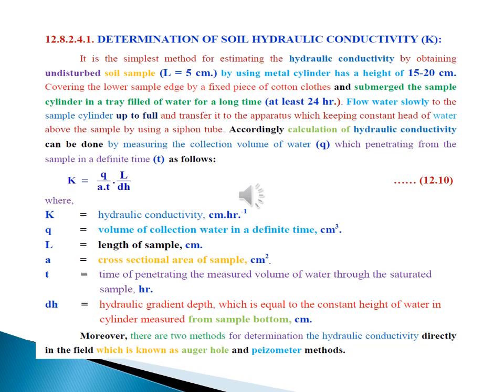Determination of soil hydraulic conductivity. Really, it is the simplest method for estimating the hydraulic conductivity by obtaining an undisturbed soil sample, and the calculation of hydraulic conductivity can be done by measuring the collected volume of water Q which penetrated from the sample in a different time, as explained in the enclosed equation.